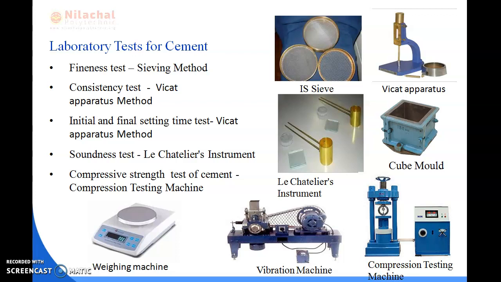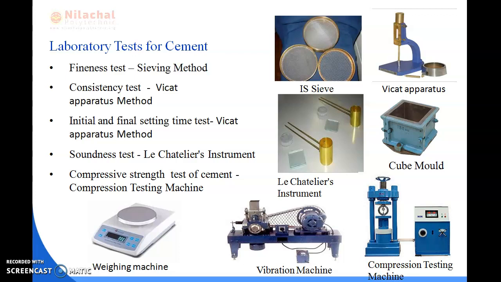Next is the soundness test. The soundness test is mainly done by the Le Chatelier instrument. This is the Le Chatelier instrument, and this test is mainly carried out to detect the presence of uncombined lime and magnesia in the cement, which causes the expansion of the cement.